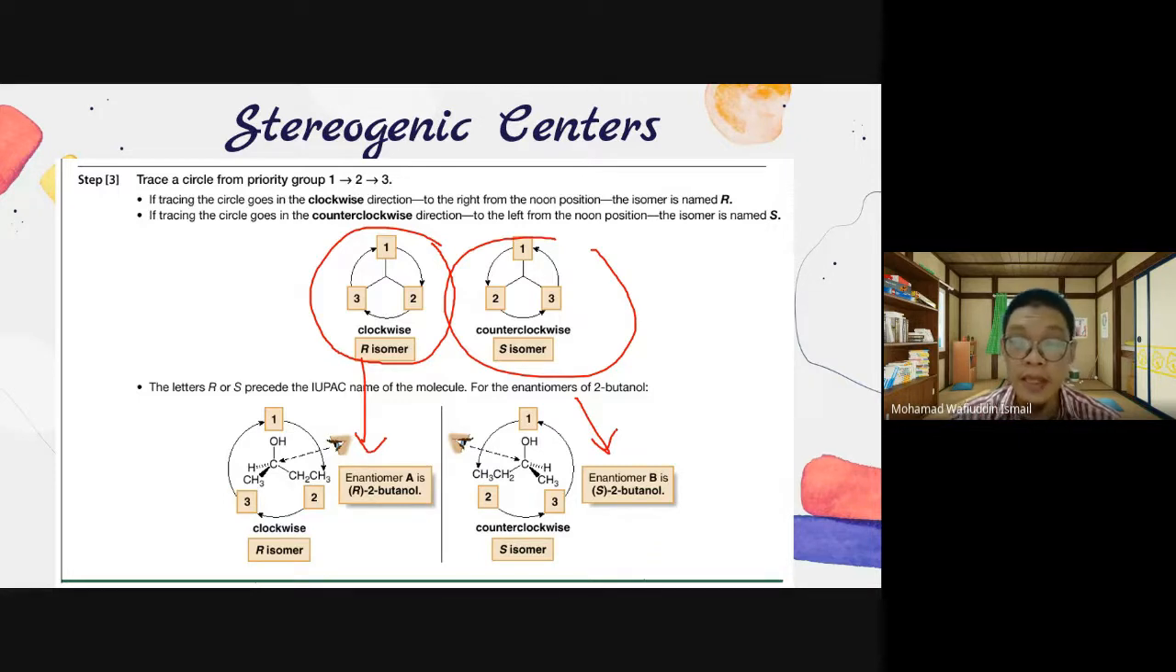You cannot label them A and B; you will know that they are the R and S isomers. Okay, the idea is that you must be able to imagine the 3D structure of the selected compound or molecule. You must imagine the arrangement of the particular molecule in terms of attachment to the selected stereogenic center.